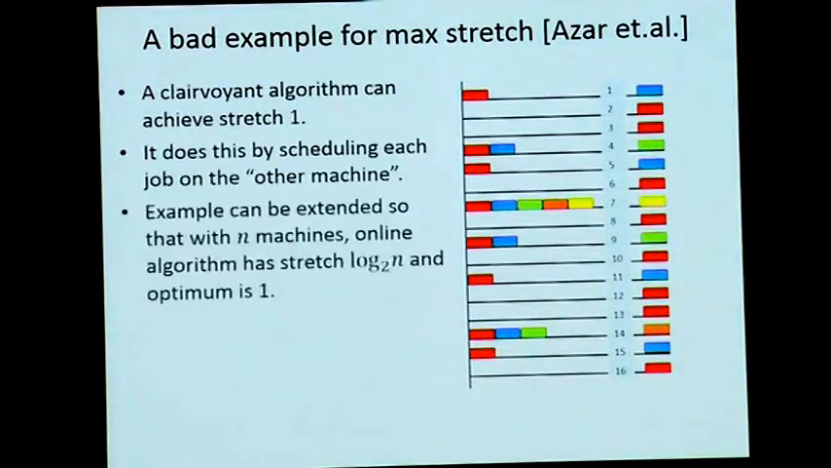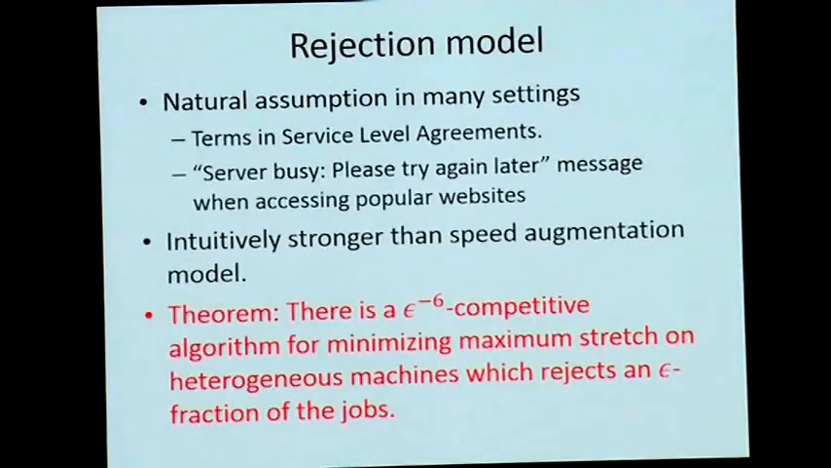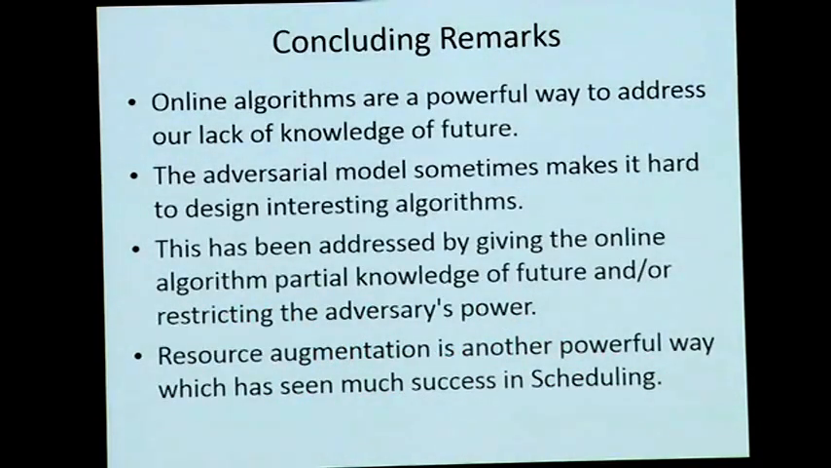So, I'll skip these slides, which were motivating, and just jump straight to the conclusion. Apologies that I didn't plan this better. So, this is the theorem in the rejection model. We can prove that the fairly straightforward algorithm is roughly, now the competitive bounds are worse, it's 1 by epsilon to the power 6. So, time to conclude.